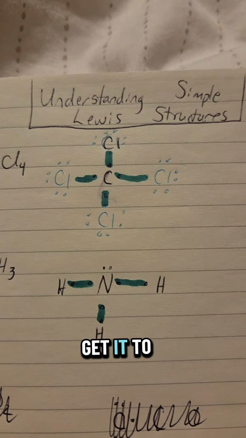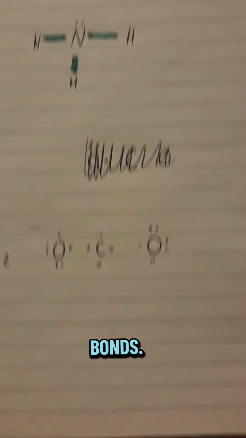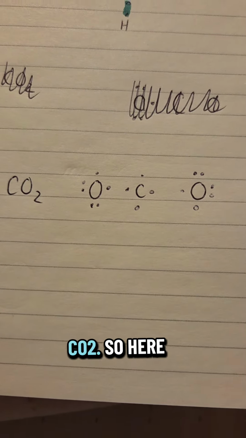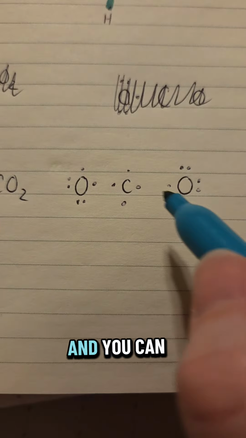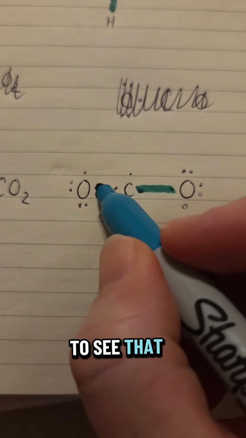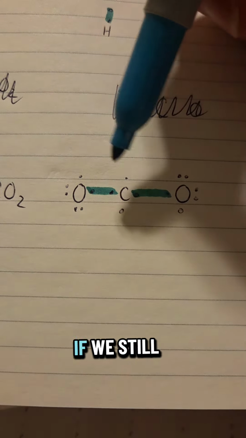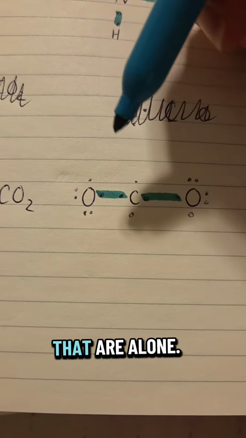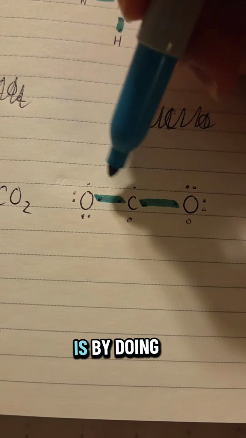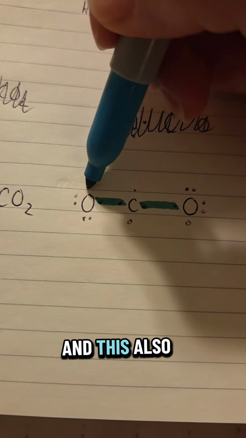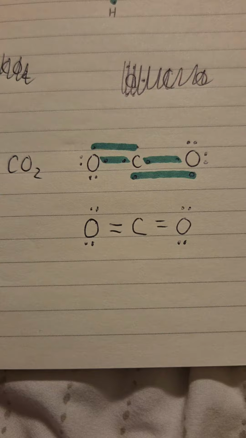We can even get it to work for a little more complicated structures that might have some multiple bonds. So for example, we can do CO2. Here we can set up our dot diagrams, and you can see it's very straightforward to see that we need to start with connections like this. But then we need to check and see if we still have these single electrons that are alone, and they are. And so the way that we can solve this is by doing multiple bonds. So then this and this also connect, and this also connects.